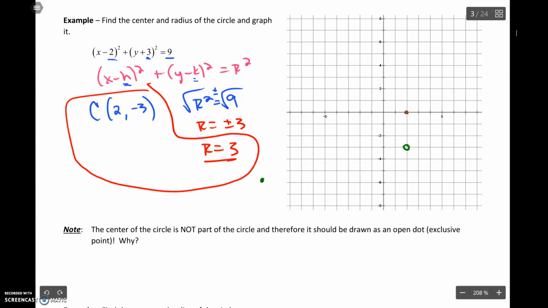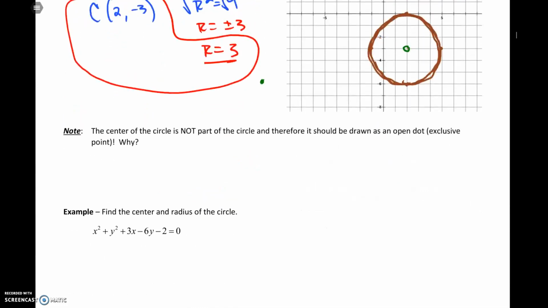So I want to go up 3, to the right 3. These are the 4 points that are easy to plot. It's hard to plot all these other ones. If I had a compass, I could make it look a little better. Just going to do the best I can. Draw the best circle you can. There's a sketch of that circle. Easy.